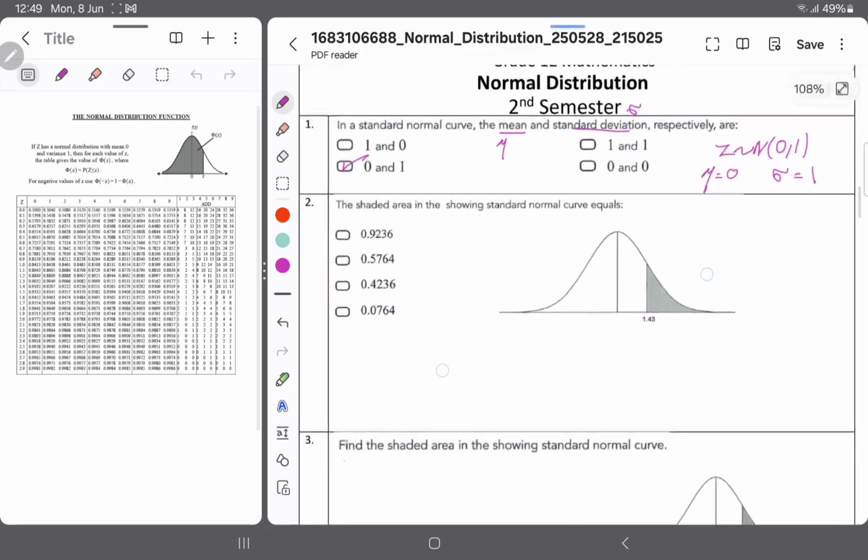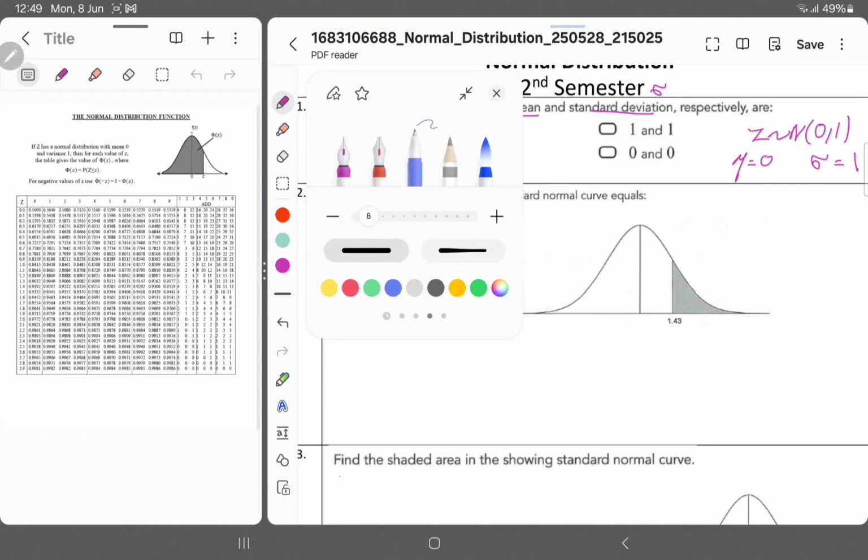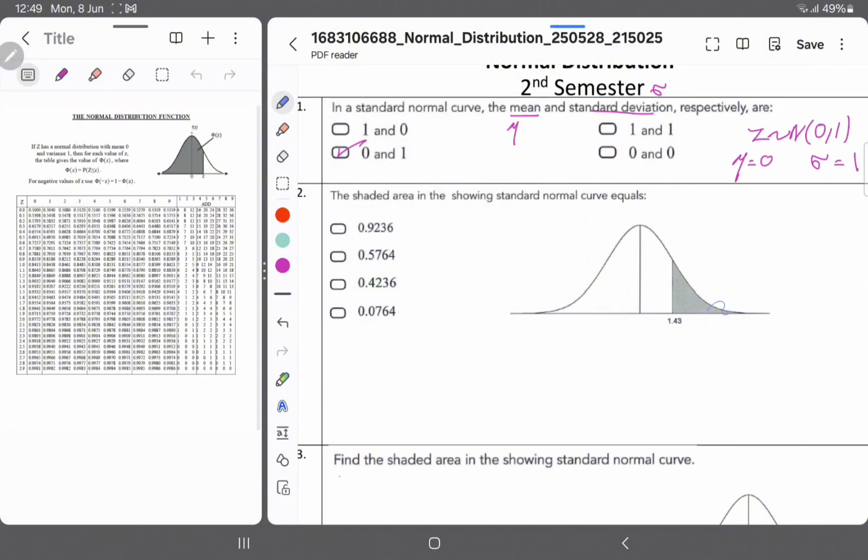In the second question, the shaded area is shown on the standard normal curve. We want to find that area. The area here is on the right, so as you know the total area under the curve is equal to 1, so it will be 1 minus the area below 1.43. So it will be 1 minus the probability of z less than 1.43.